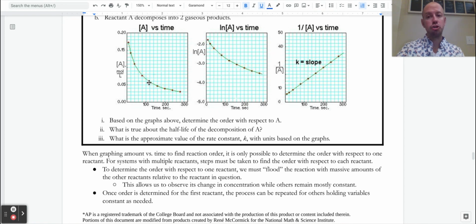And it's all about changing the concentration of one thing to watch that over time while keeping as many of the other variables, including the concentration of the other chemicals, constant.